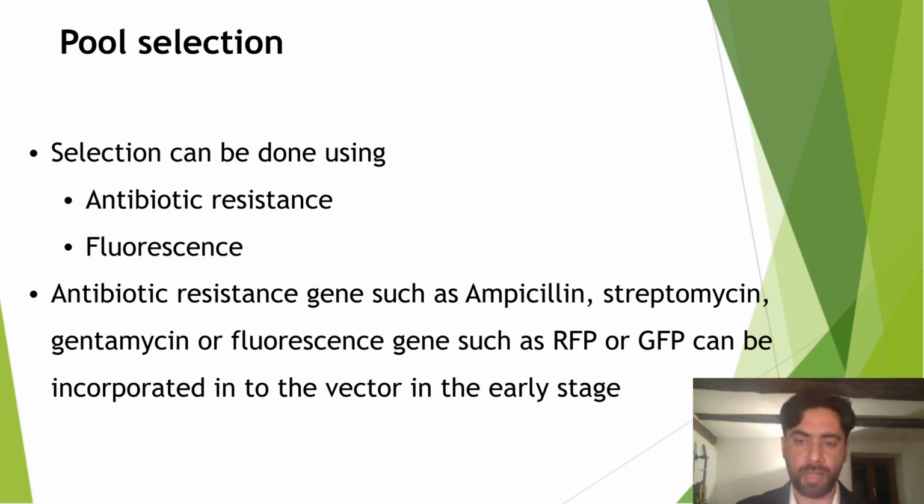Now, when we have our pool of cells, we would grow them for the antibiotic resistance genes in a media which will have that antibiotic in question. So the cells which do not have the plasmid inside them would die in that media because obviously they are not antibiotic resistant. But the cells which have the plasmid inside them would grow on this media. In the same way for RFP and GFP, we can use microscopy, or we can also use FACS sorting of the cells.